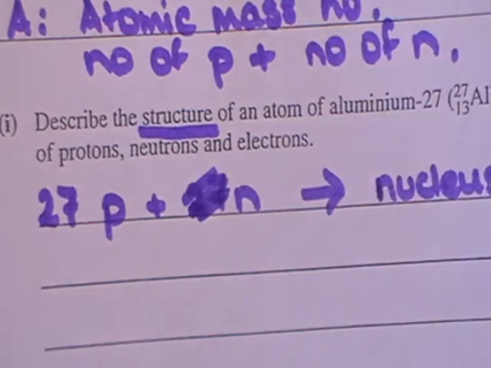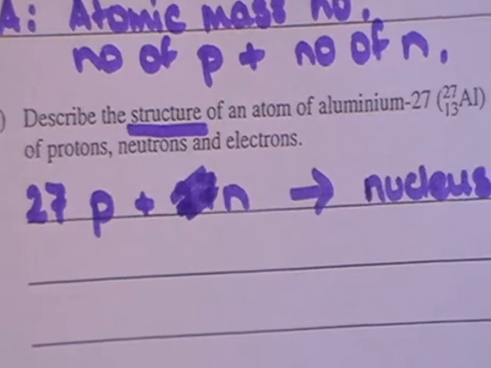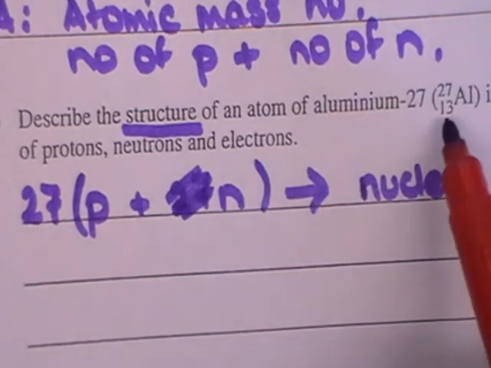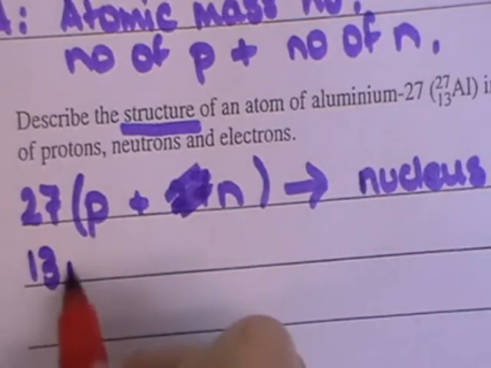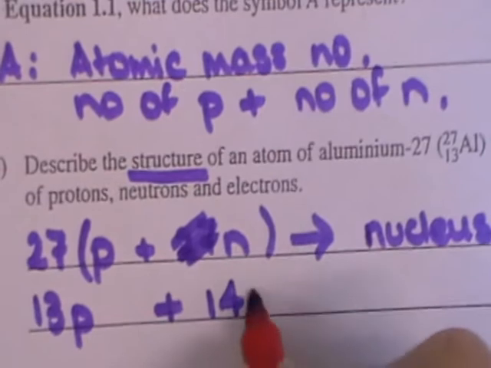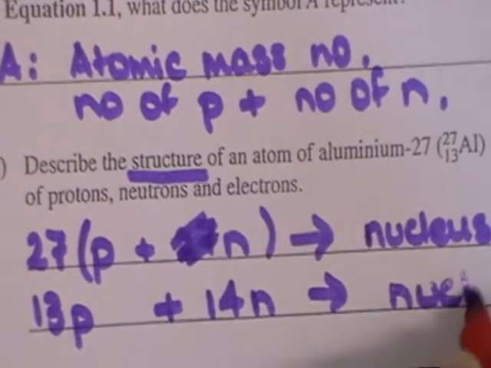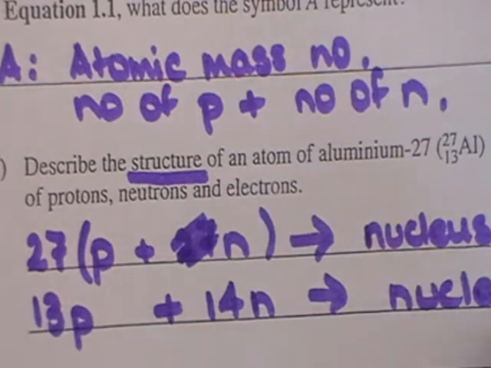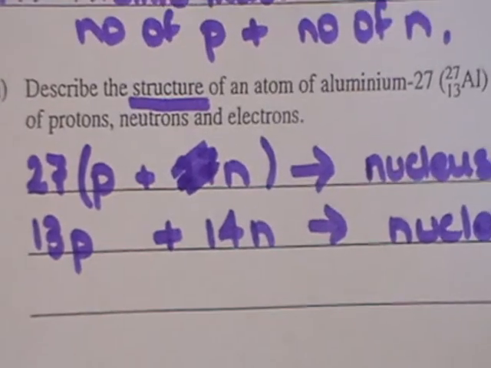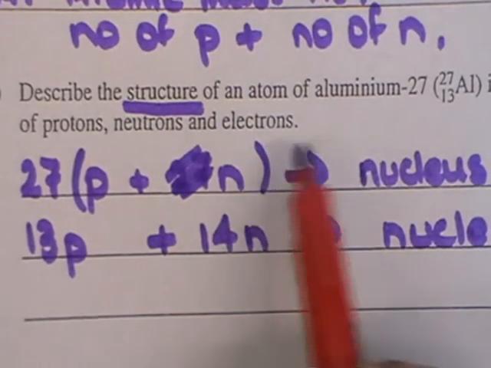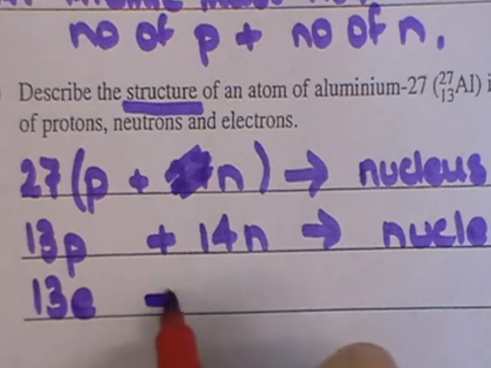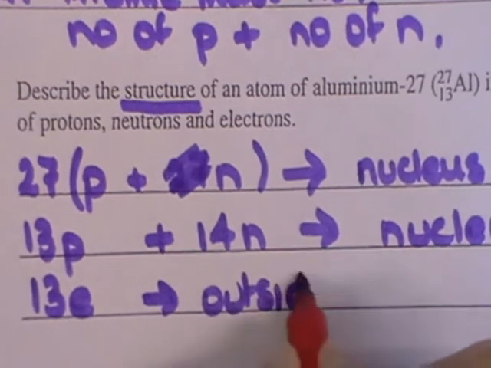Now, you can be even more specific than that, and you should be more specific than that and give their actual numbers. So you know that there are 13 protons, and then 13 away from 27 gives you 14 neutrons found in the nucleus of the atom. So that is a better answer there than this one here, because we haven't been specific enough about protons and neutrons. And then the last part, how many electrons? If there's 13 protons and it's a neutral atom, then there's going to be 13 electrons, but they're found outside the nucleus in the shells.